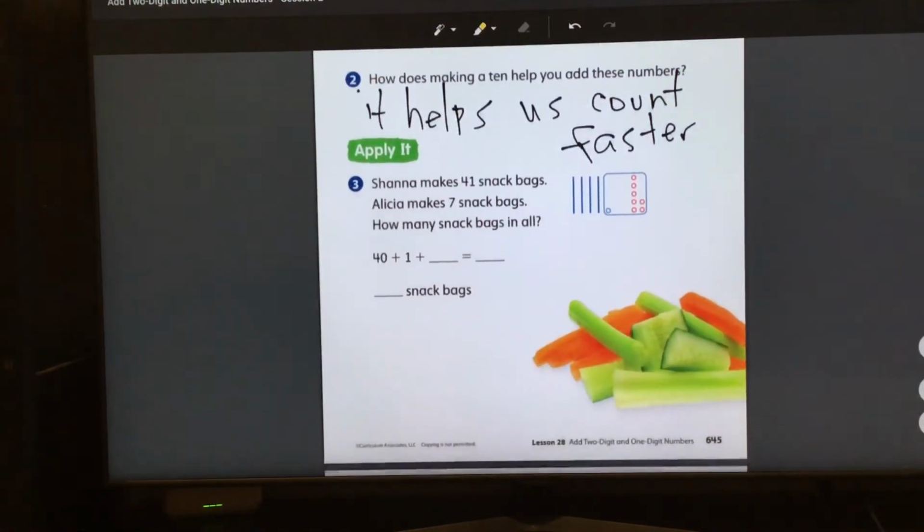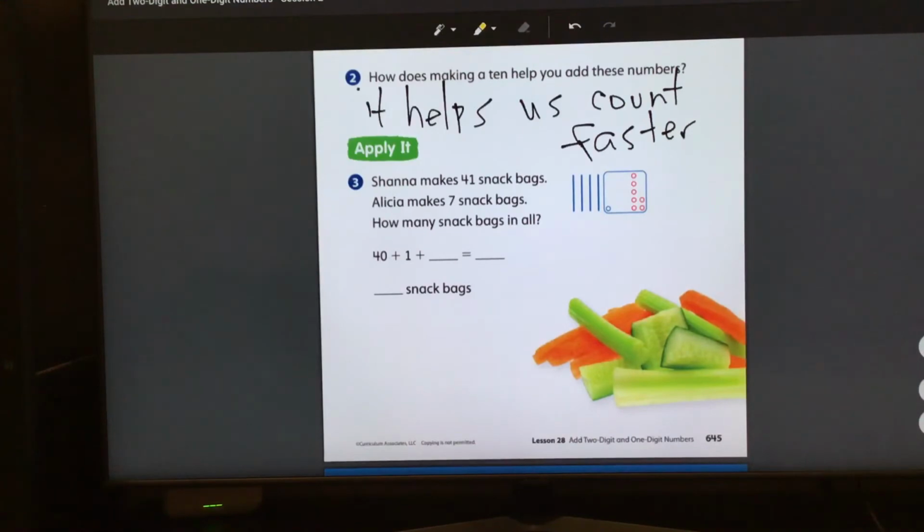Okay, Shanna makes 41 snack bags. Alicia makes 7 snack bags. How many snack bags in all? Okay, so we have 41, we have 7, and we have in all. So we know that we're going to be adding. Shanna makes 41 snack bags. Okay, so we have 10, 20, 30, 41. You can see the 41 is in blue. Alicia makes 7 snack bags. That's in red. 1, 2, 3, 4, 5, 6, 7. How many snack bags in all? Okay, so we're adding the 41 plus the 7.